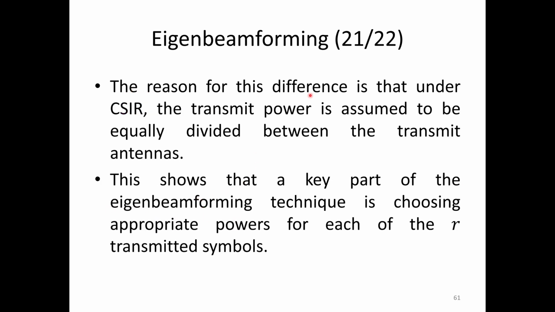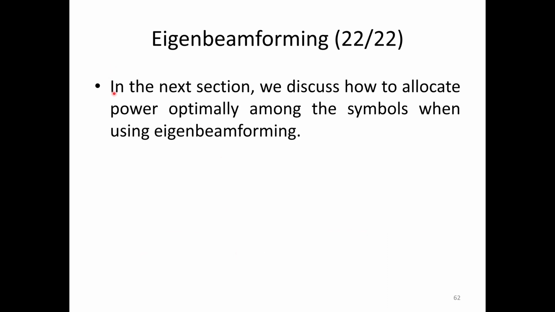The reason for this difference is that under CSIR, the transmit power is assumed to be equally divided between the transmit antennas. This shows that a key part of the eigenbeamforming technique is choosing appropriate powers for each of the R transmitted symbols. In the next section, we discuss how to allocate power optimally among the symbols when using eigenbeamforming.